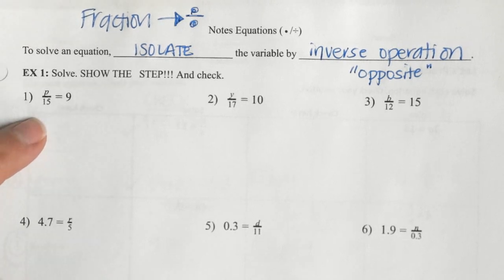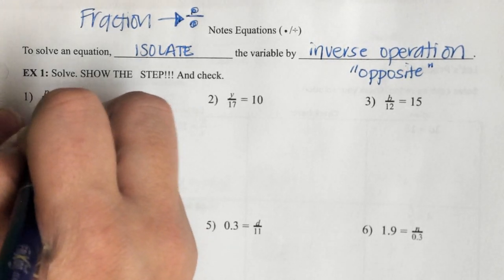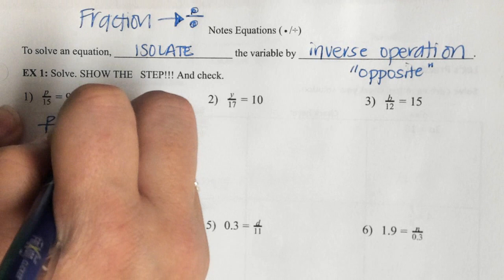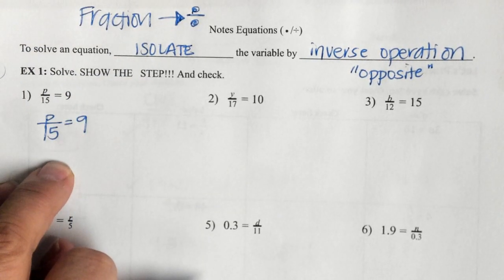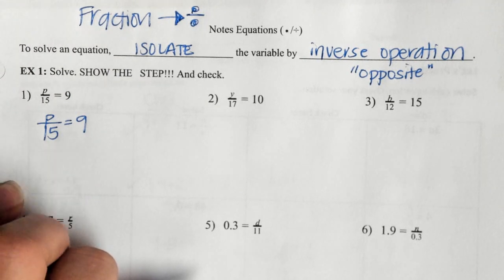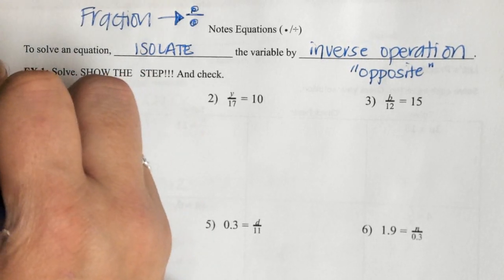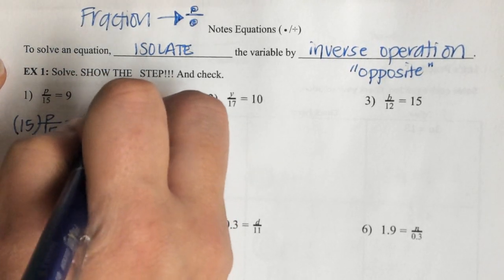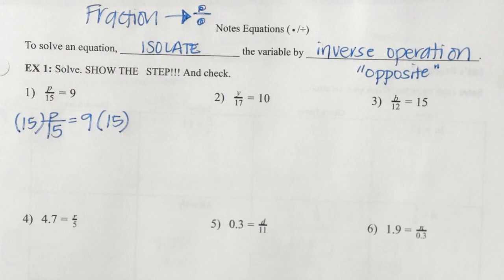Okay? So if I were to read this one, this is saying our variable divided by 15 is equal to 9. Okay? So I'm going to rewrite this just so it's a little bit neater so you can see exactly what I'm going to write. So how do I undo this division equation? Multiply. What number do I want to get rid of? 15. Okay, so I'm going to multiply, and I'm going to use parentheses to show my multiplication. I'm going to multiply both sides by 15.